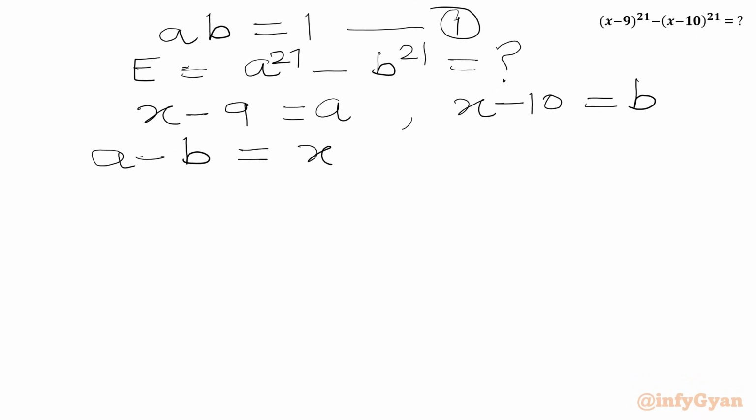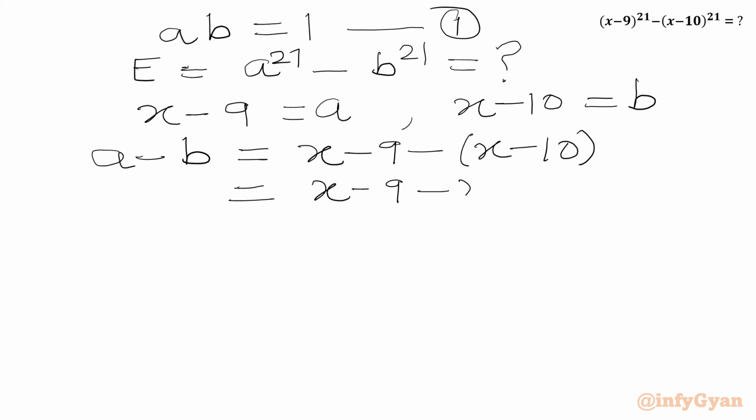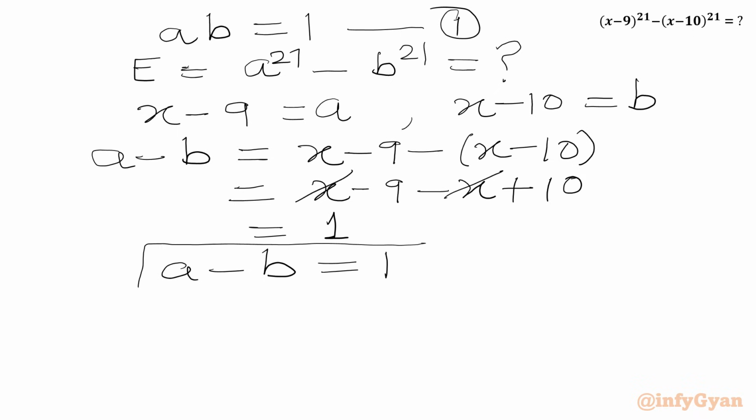So I need to write x minus 9 minus x minus 10, which will give us x minus 9 minus x plus 10. So plus x minus x will be over. We will get 1. So I will write here our second equation a minus b equal to 1. This is our equation number 2.